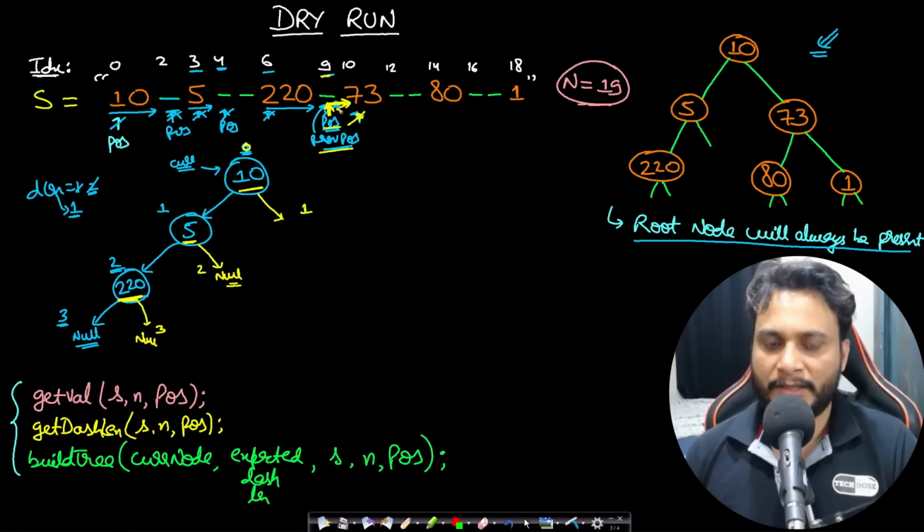What is the dash length here? 1 length, right? So you will be stopping at this 10, and you will be making a new node. You will be getting the value, which is 73. Your position will be updated to 12, and you will be putting 73 here. Now make the next call and go to the left hand side.